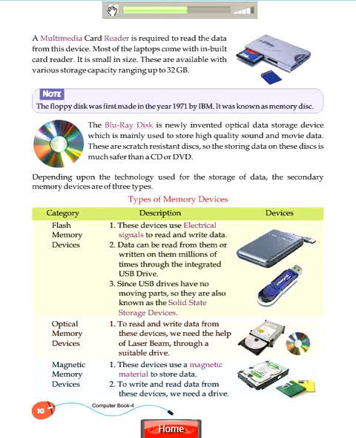Category: Flash memory devices. Number 2. Data can be read from them or written on them millions of times through the integrated USB drive. Number 3. Since USB drives have no moving parts, they are also known as solid-state storage devices.